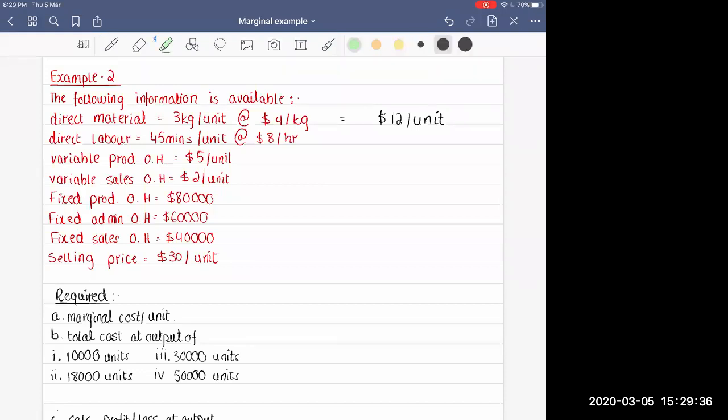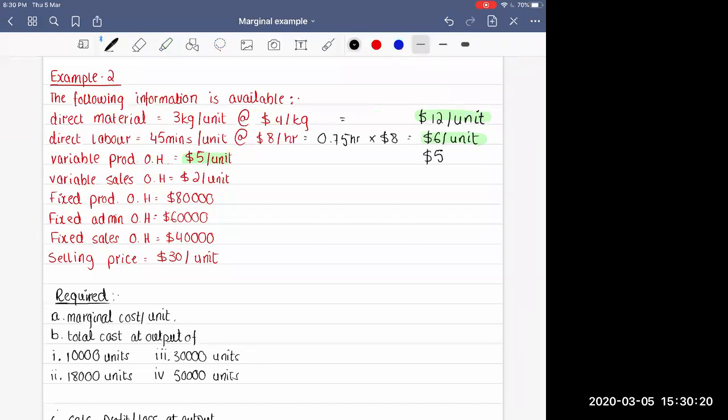Direct labor: each single unit requires 0.75 hours of labor, 45 divided by 60 makes 0.75 hours, and the wage rate is $8 per hour. That makes $6 per unit. The labor cost is $6 per unit. Then we have overheads or indirect costs, but by behavior they are variable costs, which is $5 per unit. Material and labor are also our variable costs. Variable production overheads bhi hamari variable cost hai, which is $5 per unit.